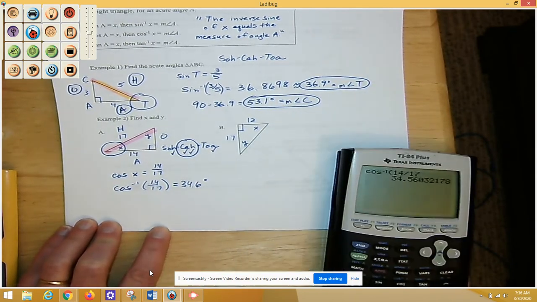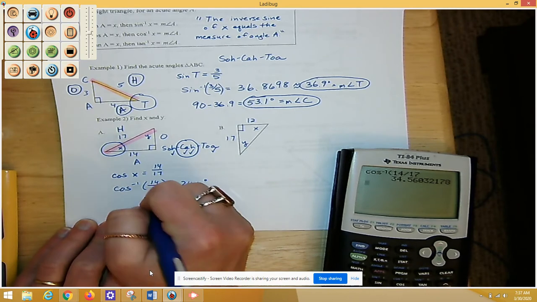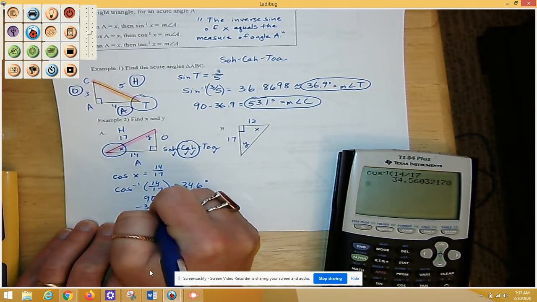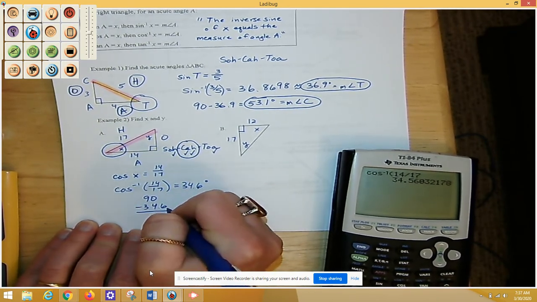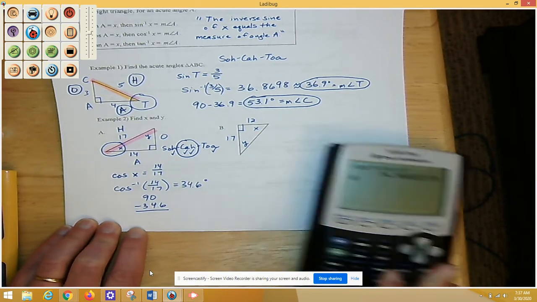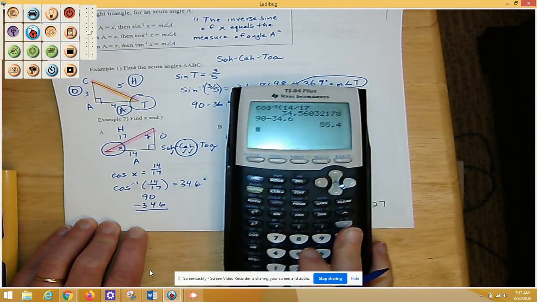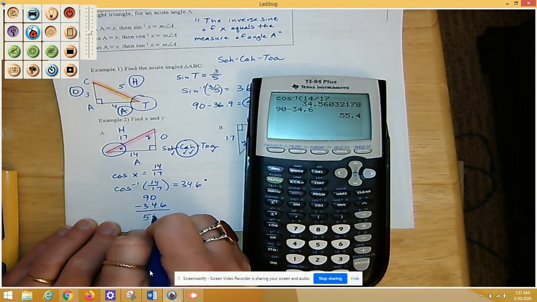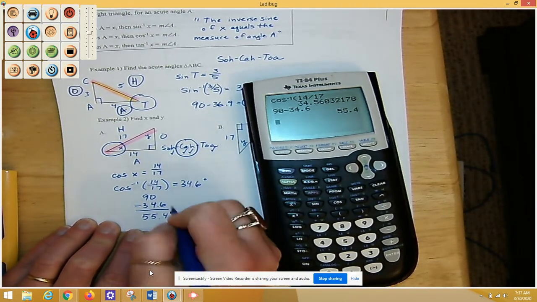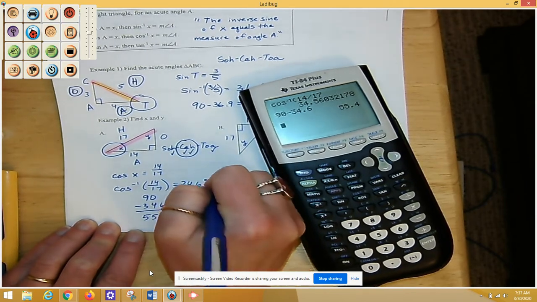Okay, and then so kind of similar to the other one. And then we're always going to find the complement. So we're going to do 90 minus the 34.6. This time I didn't use the answer button. I certainly could. And I get 55.4 degrees. So this is going to be Y, and this is going to be X.